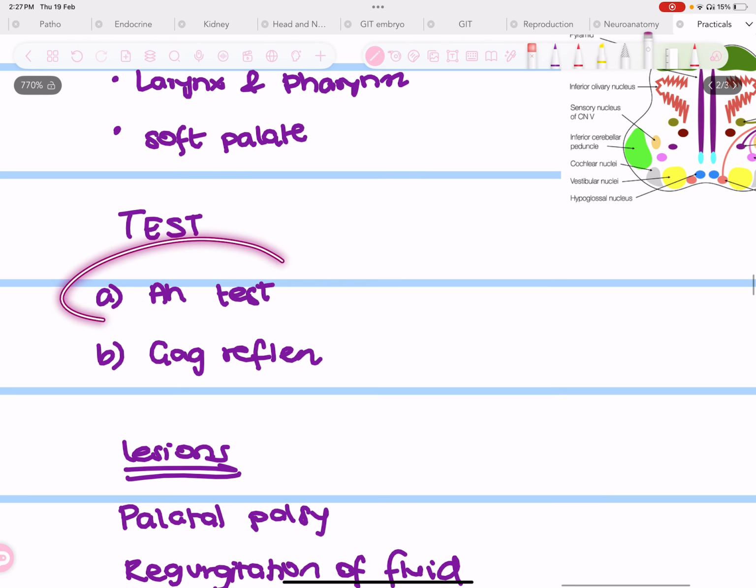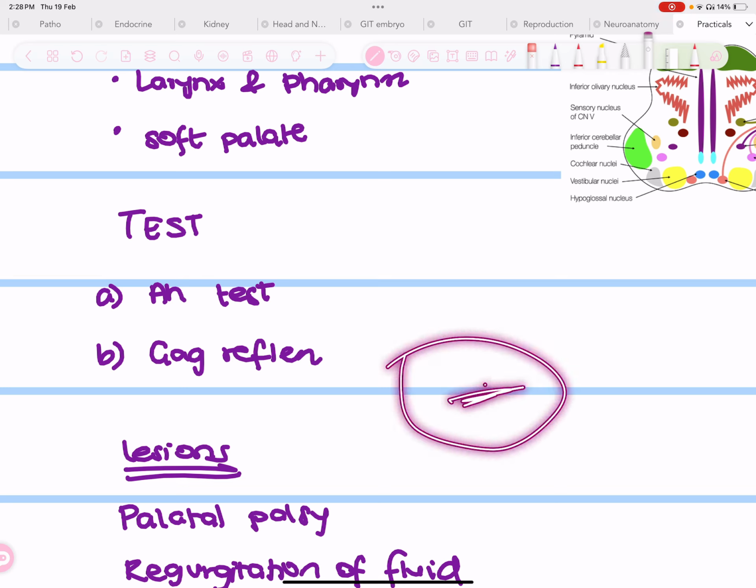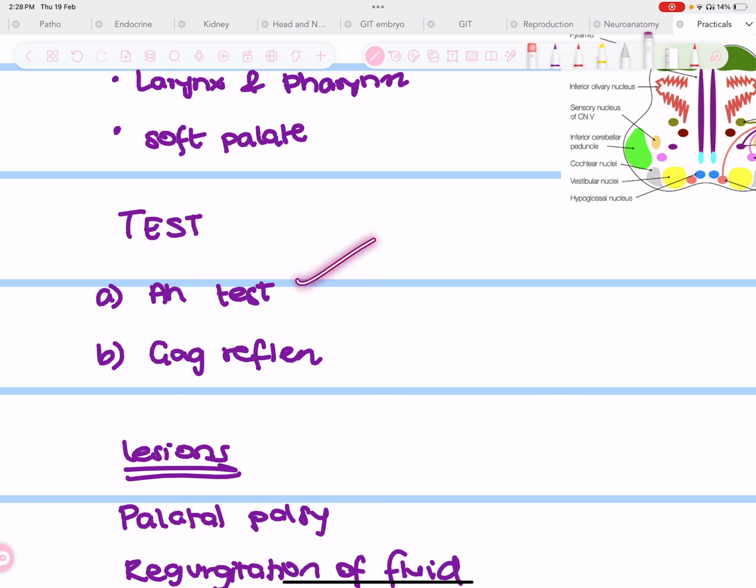For the test, you have the ah test and the gag reflex. For the ah test, you have to ask the patient to say ah. First of all, you need to ask the patient to open the mouth. Once they open the mouth, you need to use the tongue depressor and depress the tongue, and then ask them to say ah, right? Then hold the torch and look at the movement of the soft palate. If the palate is moving properly, it means well and good, the vagus nerve is functioning. If not, you'll notice that the median raphe is being pulled towards the healthy side. So that is the ah test.